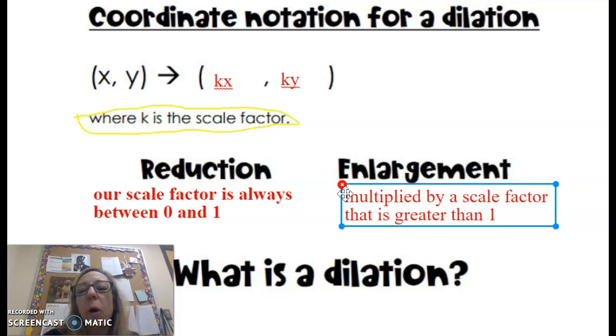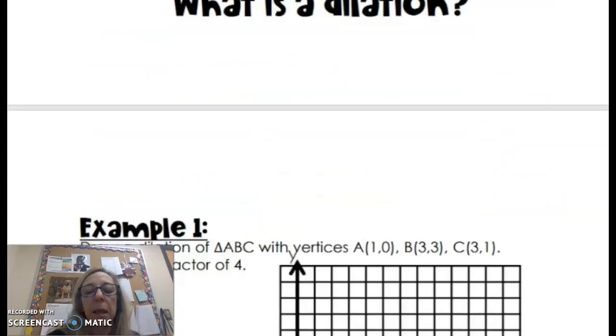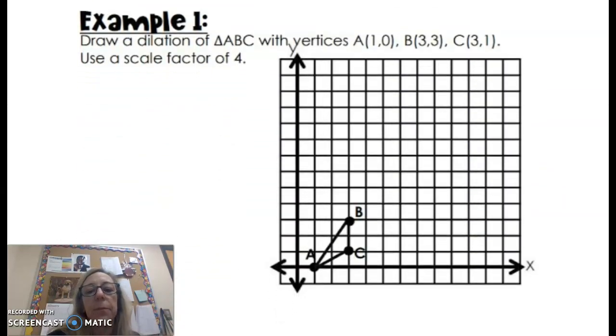You might ask, what happens if the scale factor is actually 1? Well, if the scale factor is actually 1, and I substitute a 1 in for K up here in my coordinate notation, anything times 1 is itself, so the figure would just remain the same size. So we don't usually multiply by scale factors of 1 because that would just produce a congruent figure. And we're now looking at similar figures. Let's do our first example.